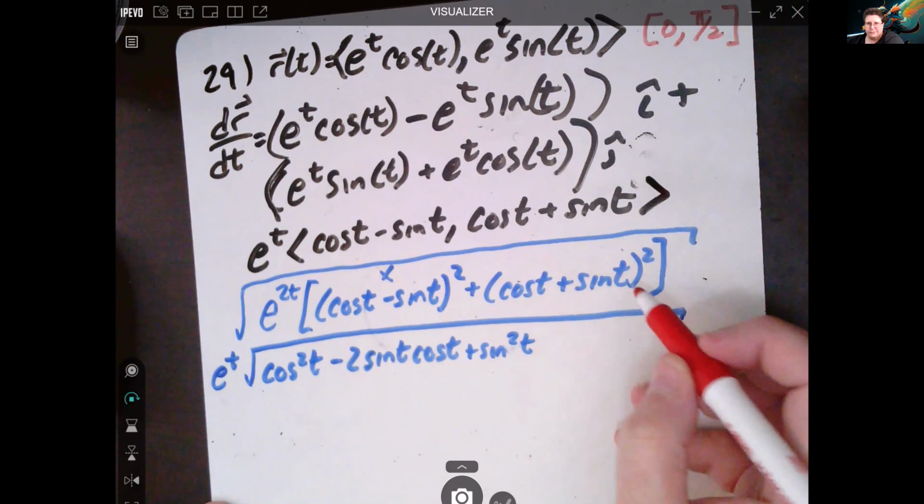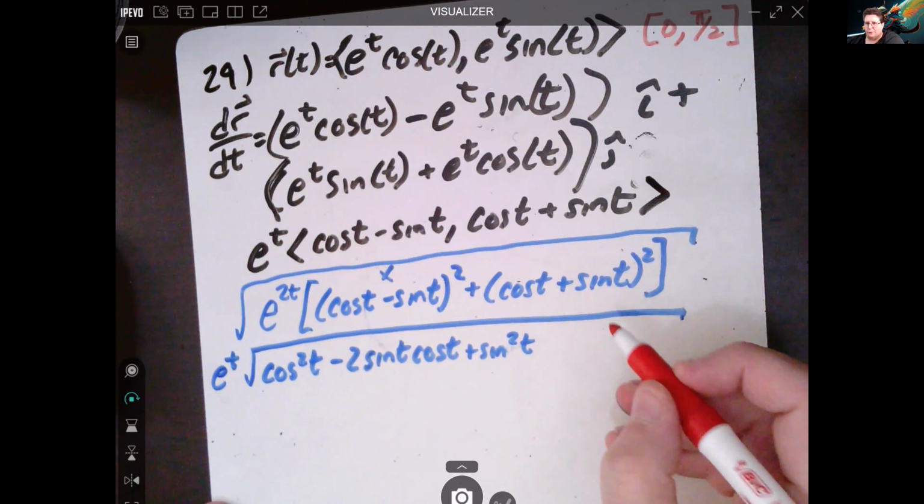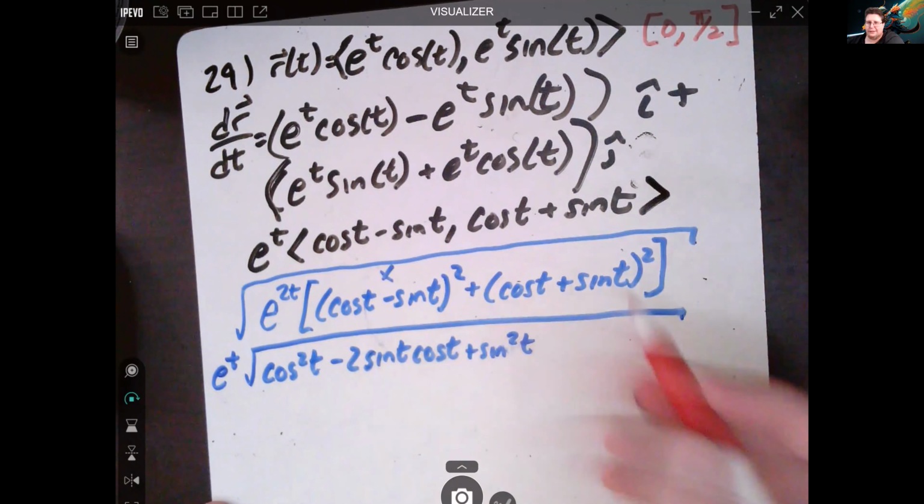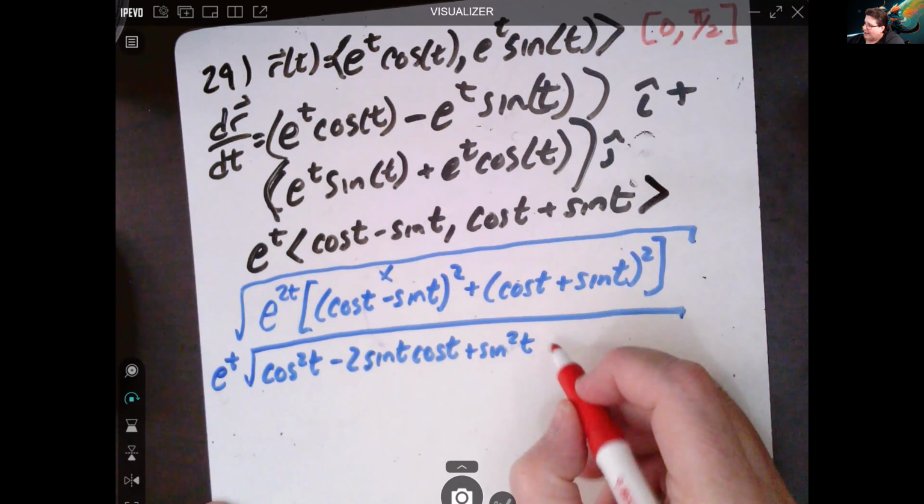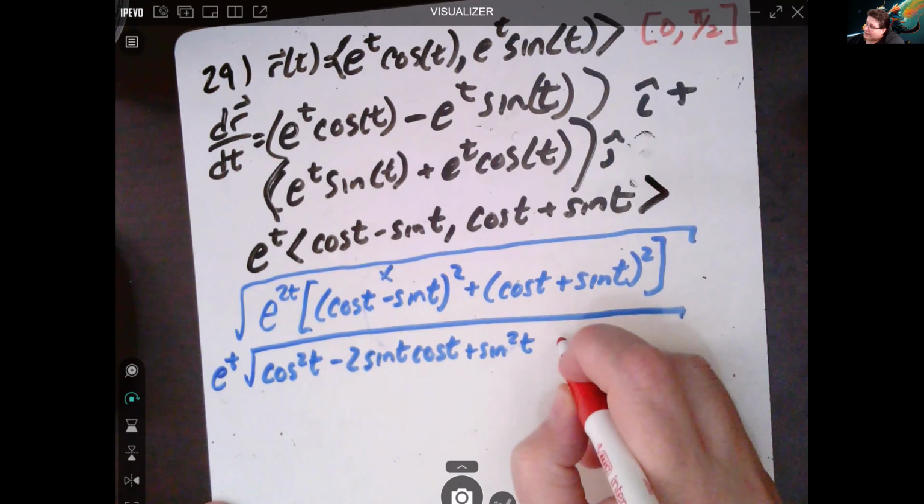I'm just making sure not everyone sees it right away. I don't want to just cancel out the cosine squared and sine squared right away. That'll mess up someone that's not ready for it.